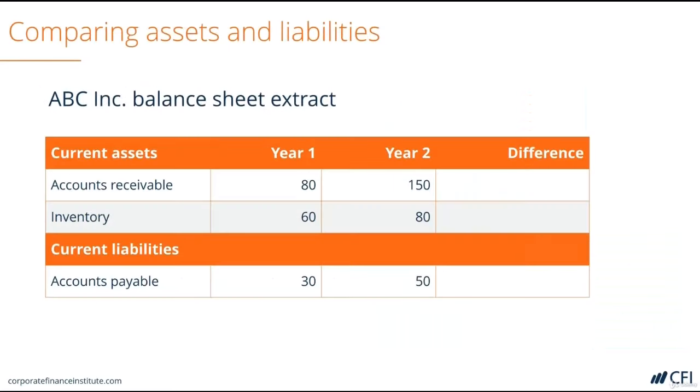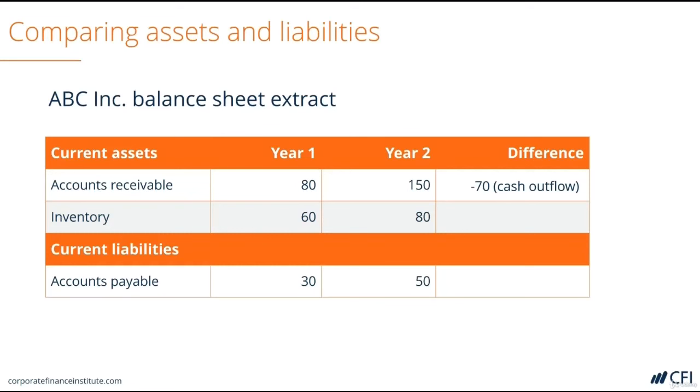Here are extracts from ABC's balance sheet. Accounts receivable have increased from 80 to 150. The difference of 70 will be recorded as a cash outflow. Recall that if a company has a higher accounts receivable balance, it represents more revenue that the company has not received cash payment for. Therefore, it's a drain on cash flow.